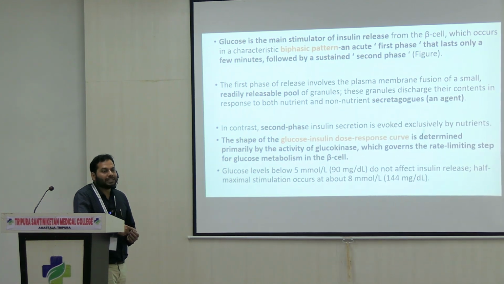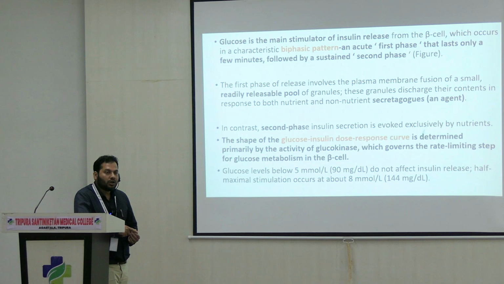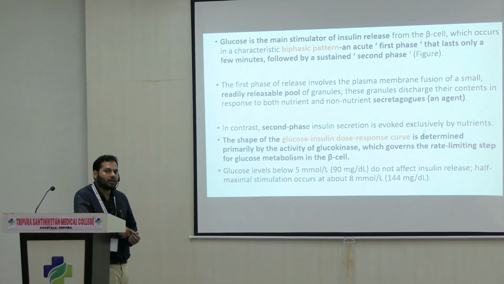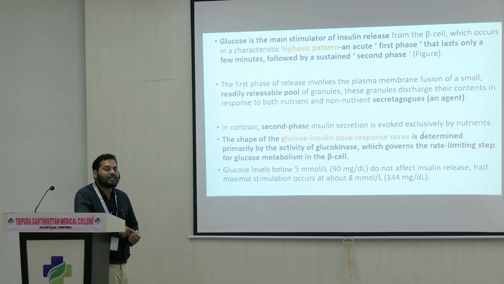Through the GLUT2 transporters, there is an influx of glucose, and this glucose undergoes the glycolytic events. In the glycolytic events, there is a special enzyme called glucokinase that catalyzes specific steps of the glycolytic pathway, called rate limiting steps.